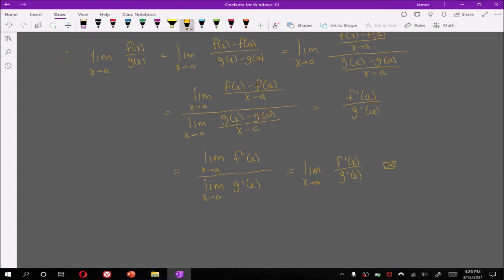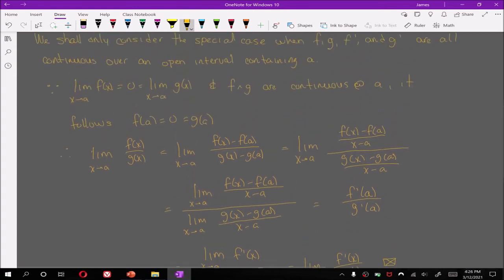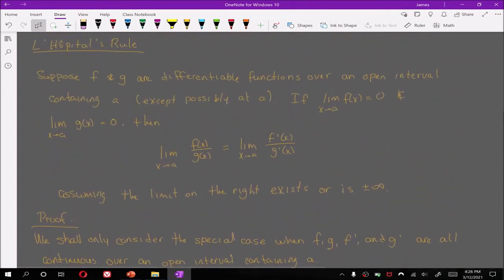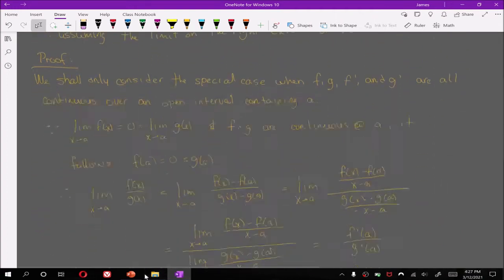Now, it is offered without proof that L'Hopital's rule also applies if the limit has an indeterminate form of infinity over infinity, right? So this limit here, as stated, is 0 over 0, but this rule would also be valid for infinity over infinity. And again, that statement is offered without proof. We will now look at several examples.